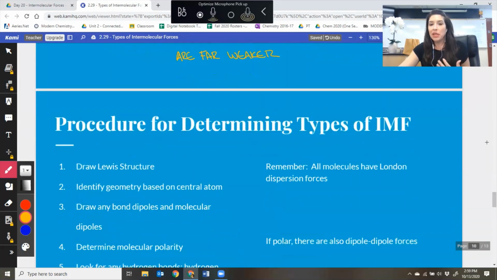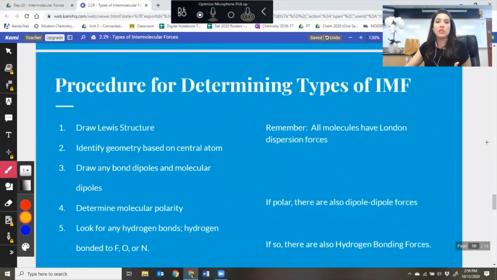So how do we determine what types of intermolecular forces are occurring in a molecule? Given that you will get a chemical formula, start by drawing the Lewis structure of that chemical formula, obeying the octet rule, following the formal charge convention if necessary, and drawing a clean and quality Lewis structure. Remember, all molecules have London dispersion forces, so you can assume that this molecule will have London dispersion forces.